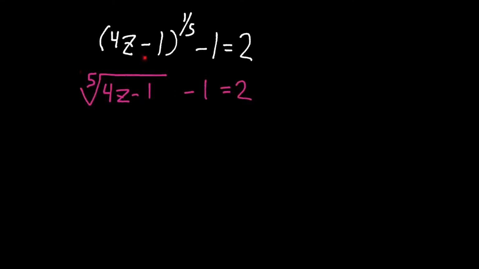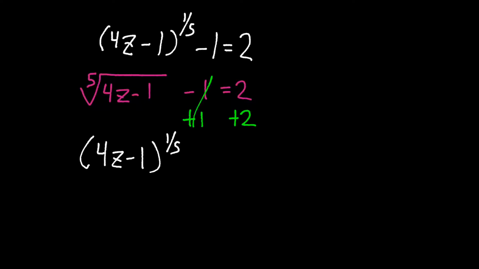So I want to get this quantity all alone, so I've got to get rid of this minus 1. And if you think back to your algebra, you have to add 1 to both sides to make that happen. So we are now with, I'm going to go back to writing it the first way, 4z minus 1 to the 1/5 power equals 3. And I just realized I wrote this wrong. This should have been a plus 1. 2 plus 1 gives us 3.